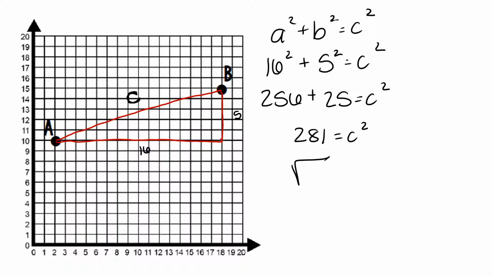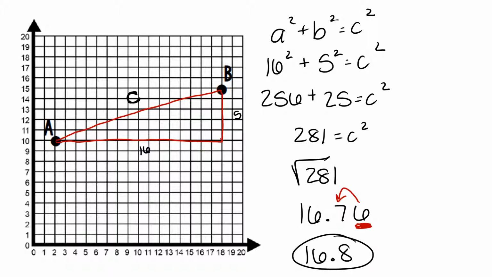Last step of the Pythagorean theorem is to take the square root. And the square root of 281 is going to give us 16.76. Looking at that second decimal place, 5 and higher, we round up to 16.8.